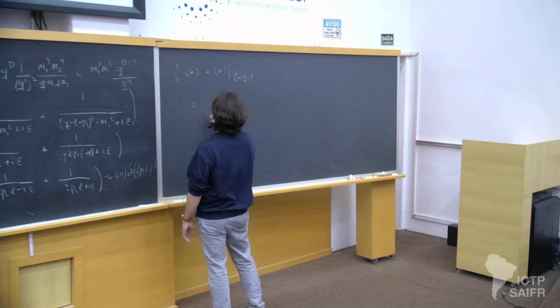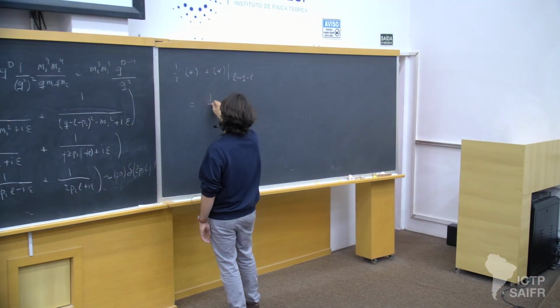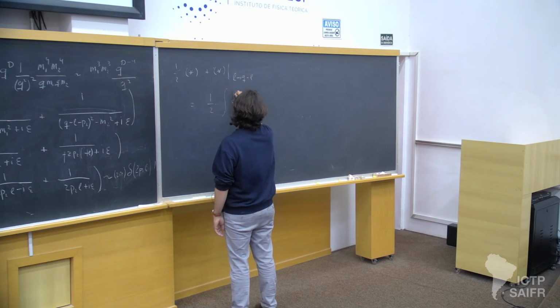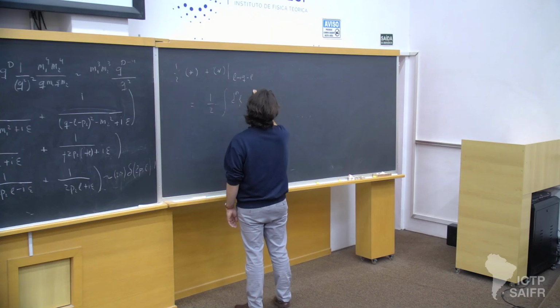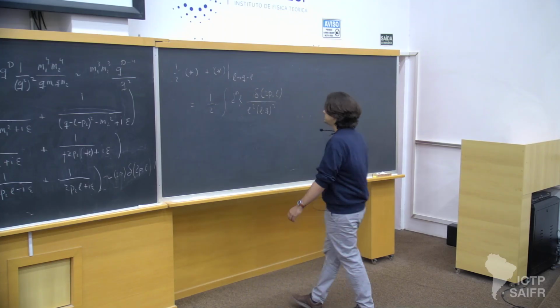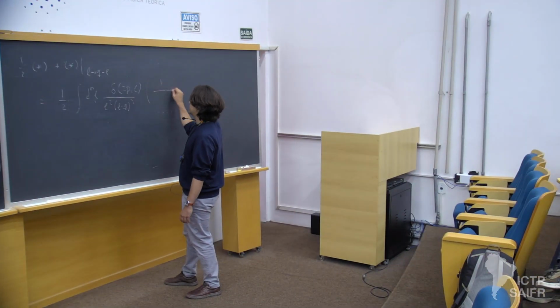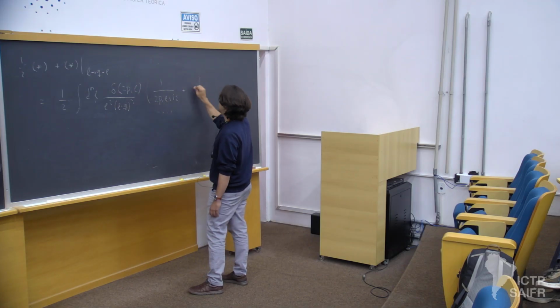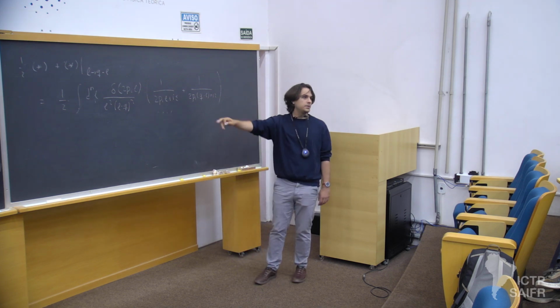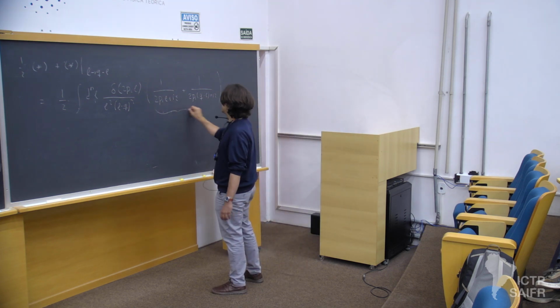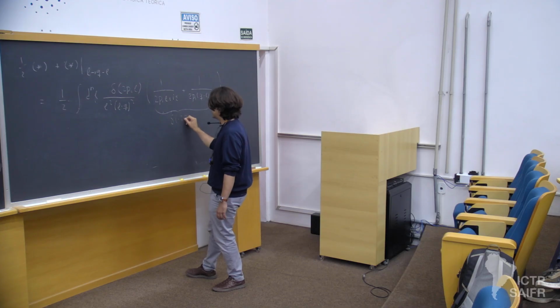So what does this look like now? This will look like 1/2 the integral d^d L, 1 over L squared and Q minus L squared. I had this delta function on top of P2 dot L. And then I have 1 over 2 P1 dot L plus i epsilon plus 1 over 2 P1 dot (Q minus L) plus i epsilon. And just doing the same manipulations, I would learn that this thing here is delta of minus 2 P1 dot L.